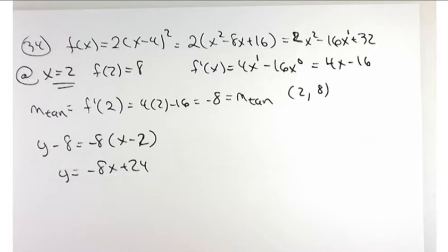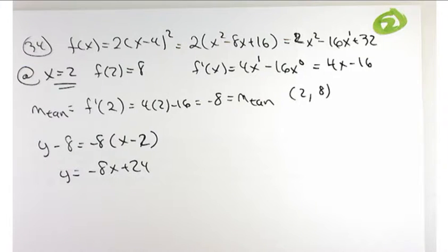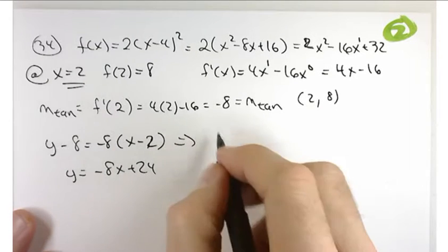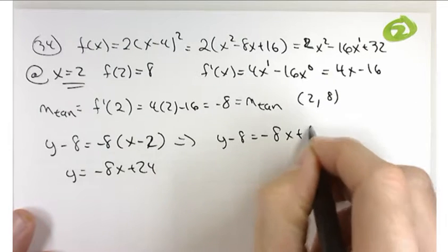Okay, thank you. Anything else on problem 34? Yes, sir. Sure. So the step that I kind of left out was I distributed this and got negative 8x plus 16.